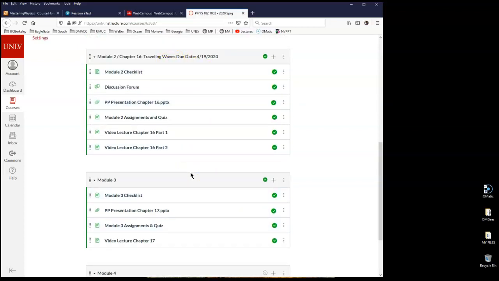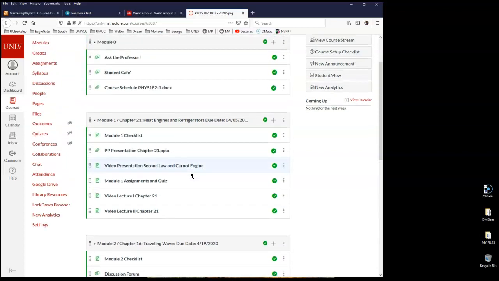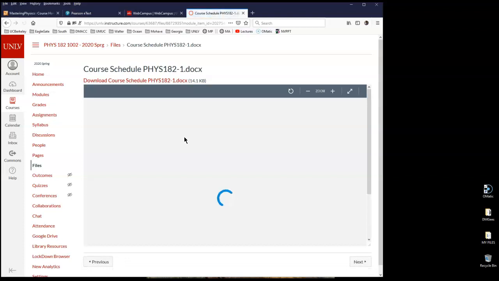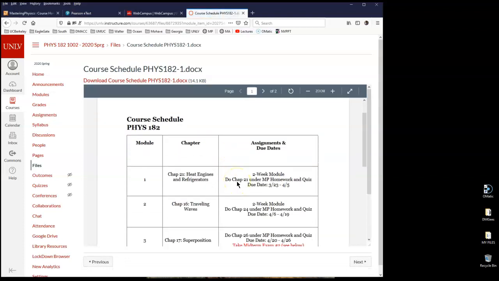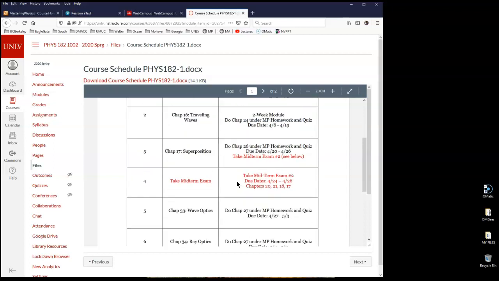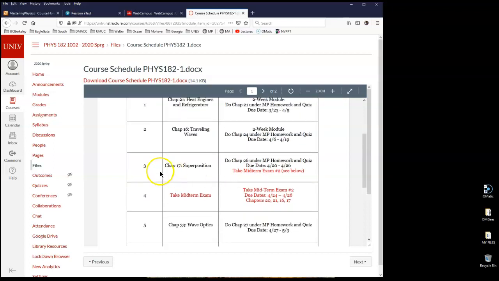Before I begin, let me just talk a little bit about the course schedule and what we are doing. I hope all of you are checking this area in the course schedule. I have posted that since day one, and it basically just gives you the schedule of the course for the rest of the semester. And I always update that schedule. So just to let you know, we are right now in Module 3, and we are covering Chapter 17, Superposition, which I'm going to talk about today.